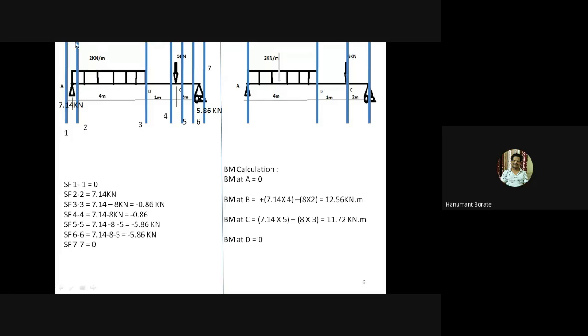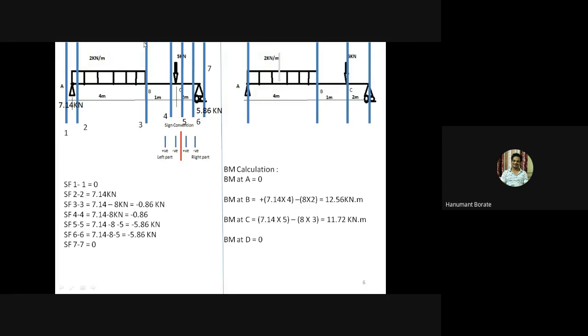If we take a section here, it divides the beam into two parts. This is the left part. This is the right part. In the left part there is only one force, that is 7.14 kilonewton, and it is acting in an upward direction. Take upward forces positive. Sign convention, you can see, if we consider the left part, treat upward forces positive, downward negative. So due to that I have taken it positive.